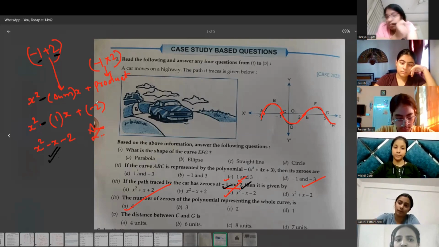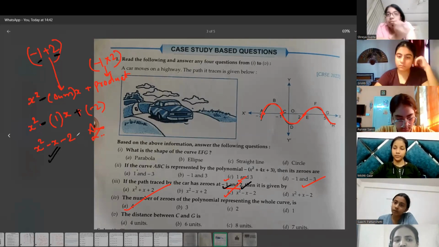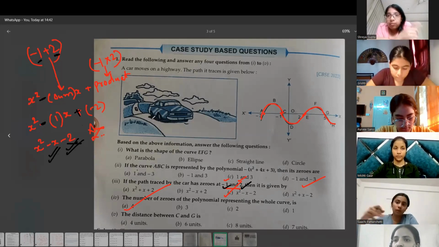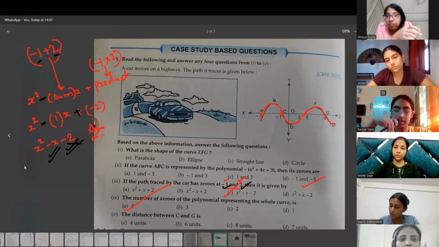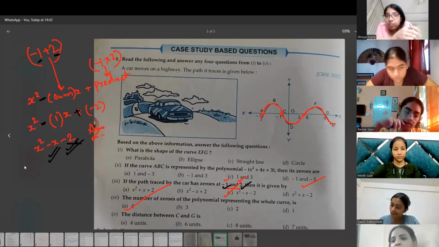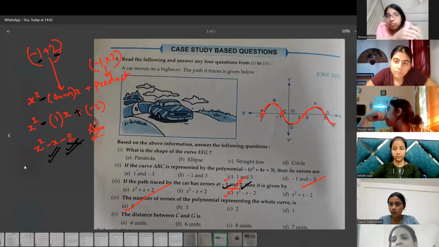And then the product is -2, but the outside is plus, so plus minus minus is -2, beta. Understood, bacha? Okay. Fourth part clear or not, everyone? There are 4 zeros of the complete curve. Any doubt, anyone, till here?